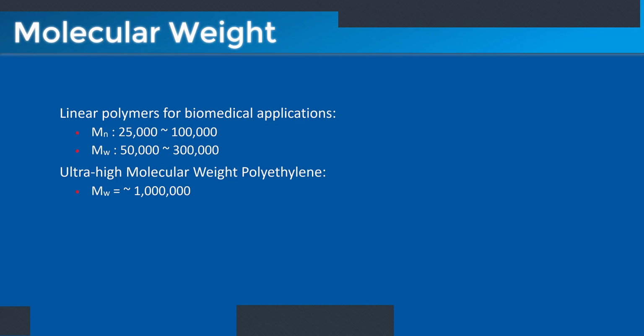So typical molecular weights for biomedical applications would be in the range of tens of thousands to hundreds of thousands. One exception is one that we'll talk about frequently in this class, ultra high molecular weight polyethylene. This is used for the cups of hip implants. That's the most famous application of this polymer. And it's got a molecular weight of over 1 million.